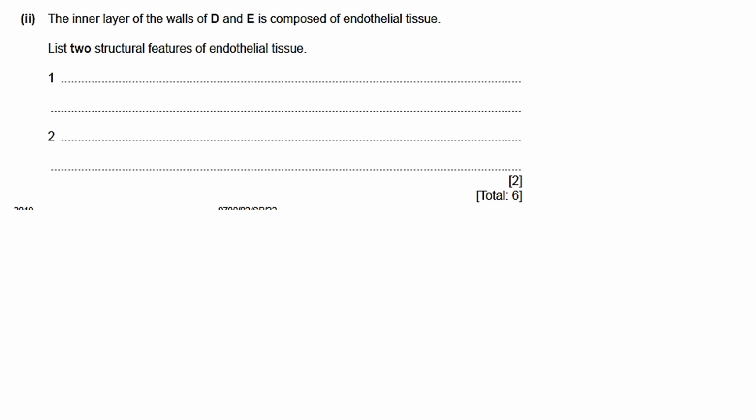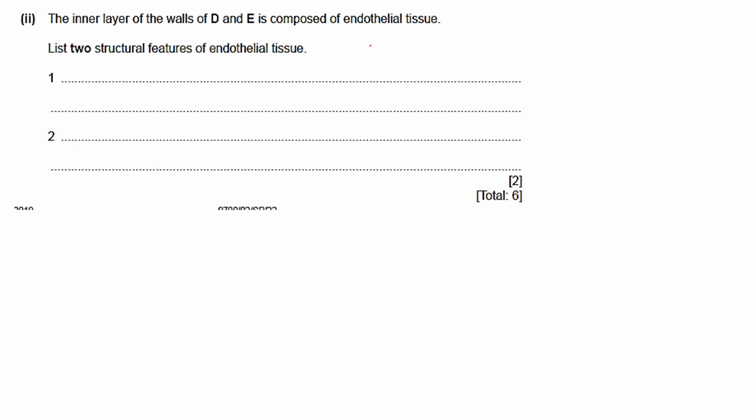Then here, the inner layer of the walls of D and E is composed of endothelial tissue. List 2 structural features of endothelial tissue. Again, this paper is suggesting that you will have to do a bit more deeper thinking than you have done in past 2 papers. So please don't skip anything.